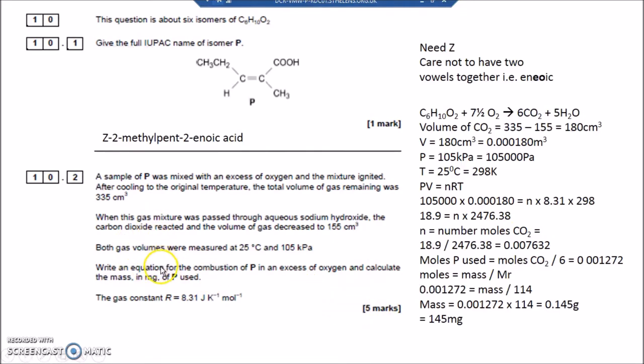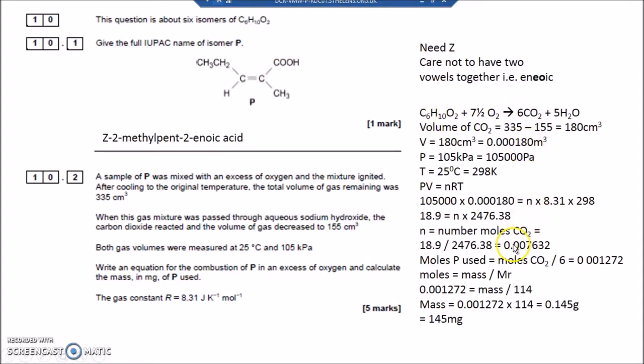Now it wants me to work out the mass of P used. Well, in my equation, 6 moles of carbon dioxide are made when 1 mole of P, C6H10O2, is reacted.